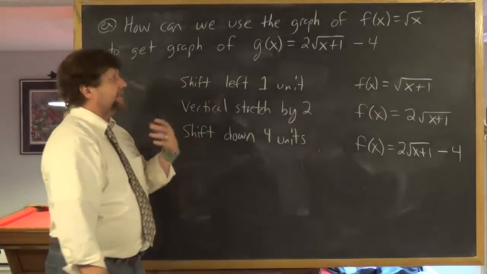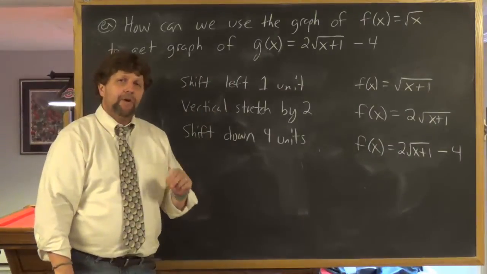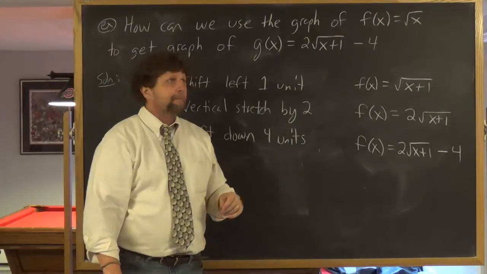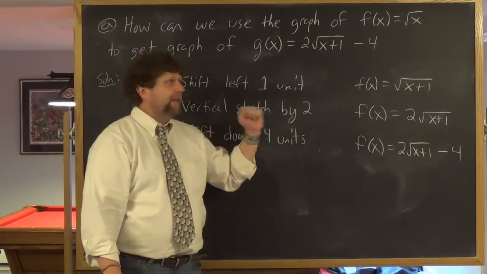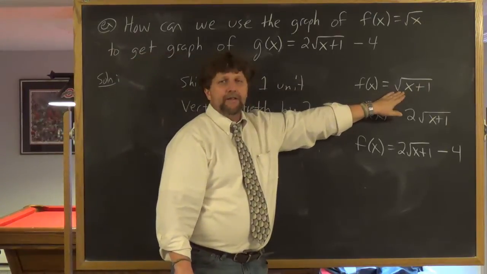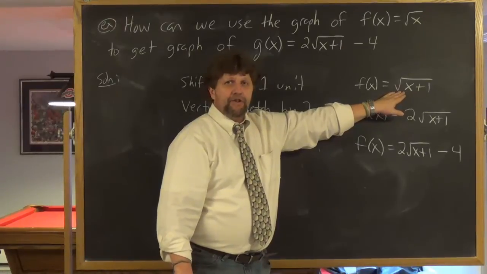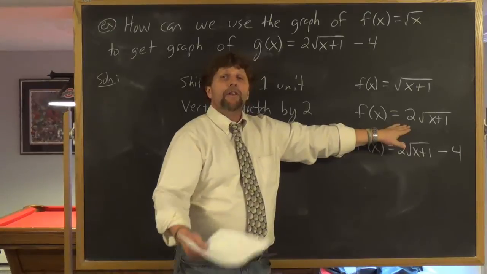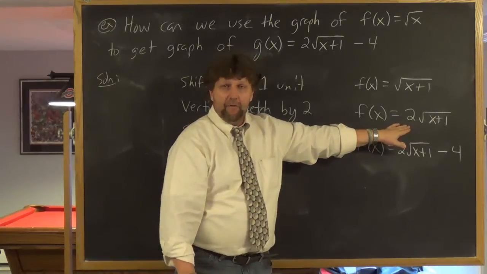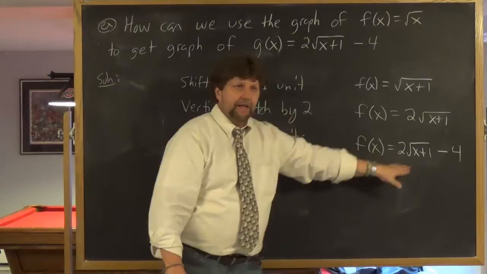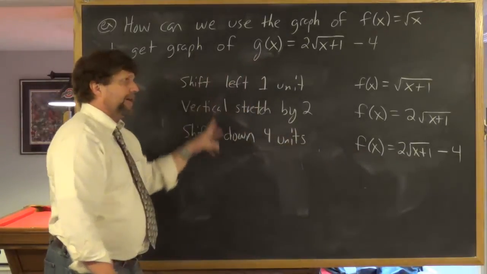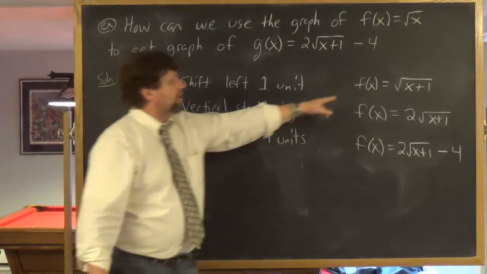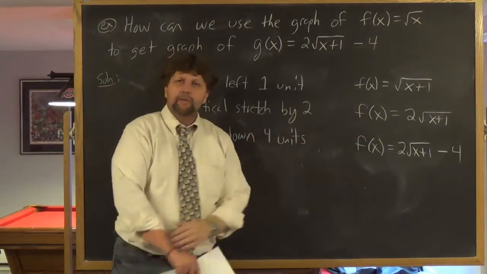And that's it. That's exactly how I would use the graph of square root of x to get the graph of 2 times square root of (x plus 1) minus 4. Shift it to the left 1 unit, that gives me this. Stretch vertically by 2, that gives me this. Vertically shift down 4 units, that gives me this. So I wrote out the reasoning, the movements, what was happening, and the corresponding function that we'd end up with.